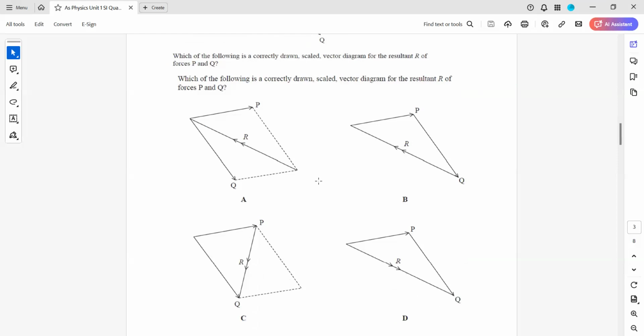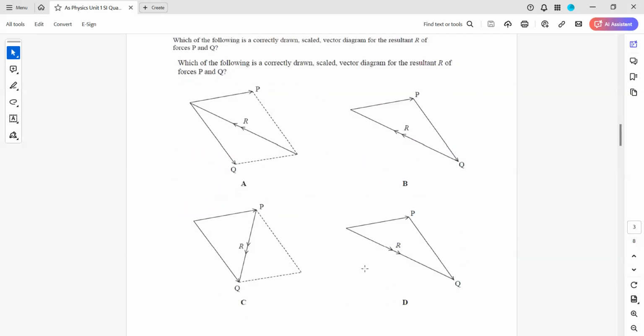Two of the options are triangle methods, and two of the options are parallelogram methods. If this is a parallelogram, then what should the resultant be? The resultant should be in this direction, but the direction is not correct. If it is a triangle method, we draw the first vector, then the second vector, and from the tail of the first to the head of the last should be the resultant. So the direction of the resultant is not correct in B.